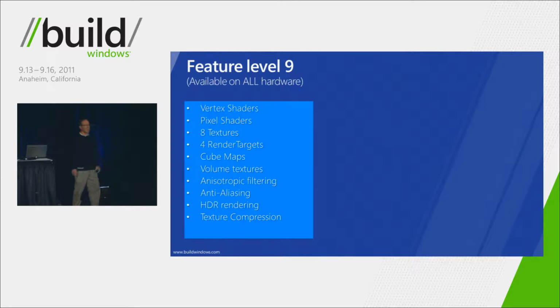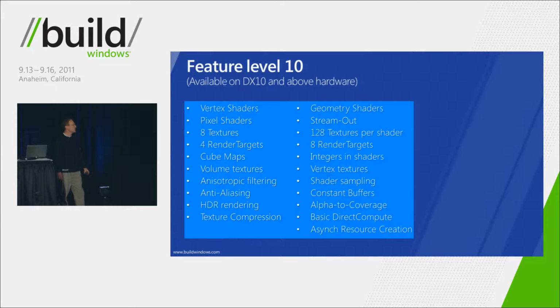Similarly, we have up to 8 textures that can be active at the same time, as well as multiple render targets. When we move to feature level 10, for anything that is feature level 10 or above, we'll be able to take advantage of additional shader stages. For instance, geometry shaders are only available at 10 and above. So if you want to have the broadest reach, then you have to think about where you're going to use geometry shaders and where you're not.